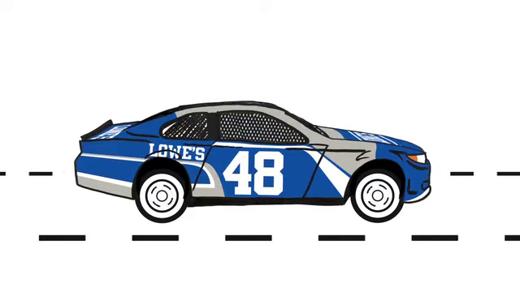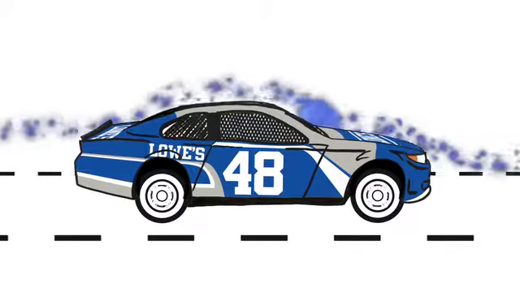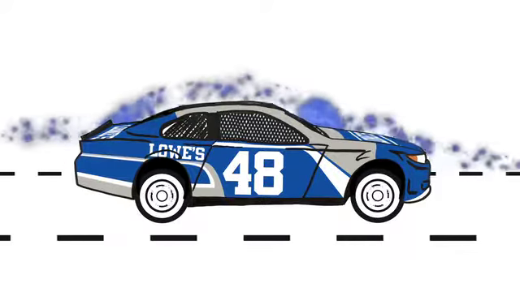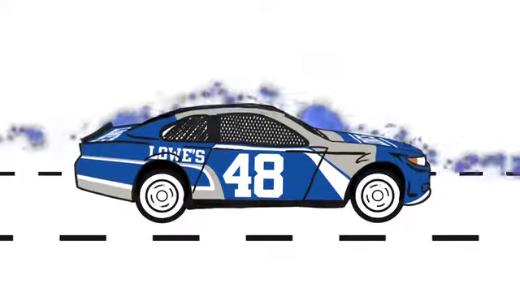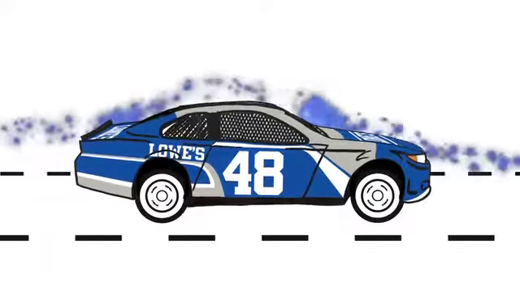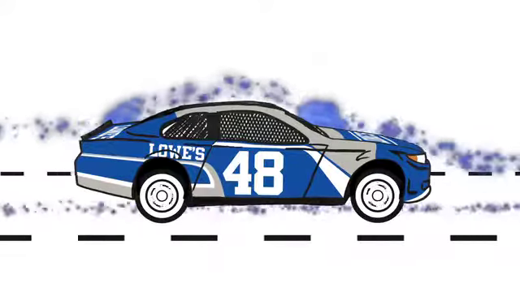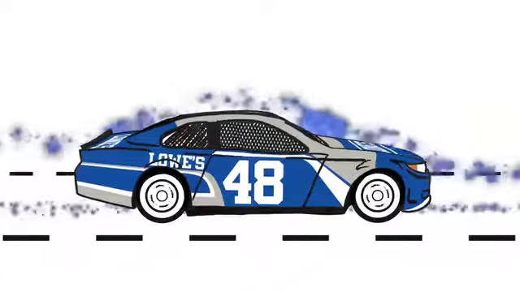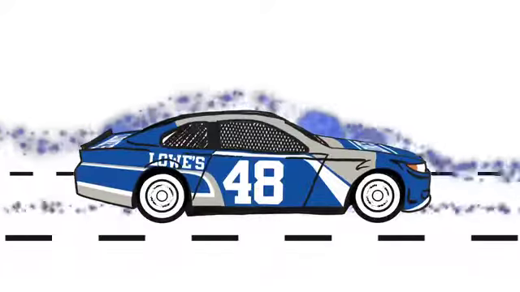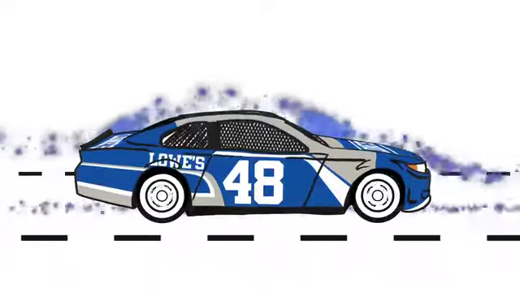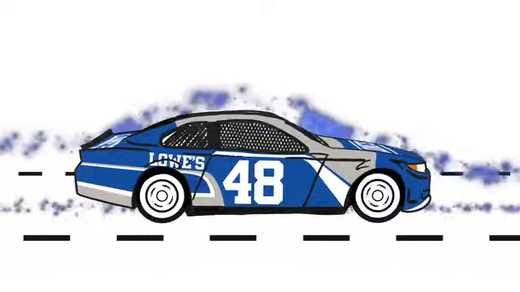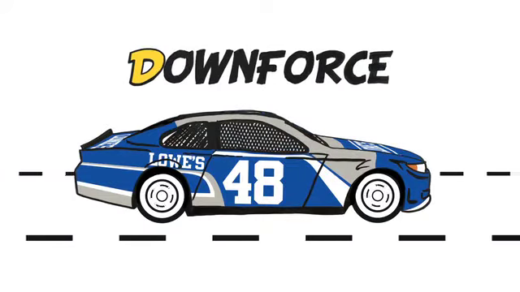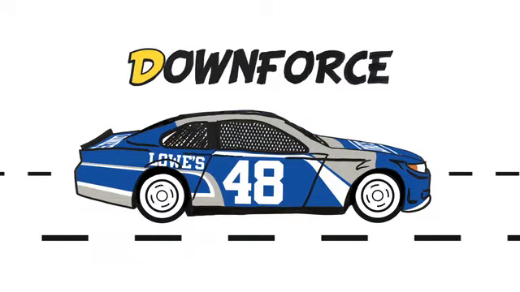As a car passes through the air, the molecules above the car are slowed down at certain points, which creates an area of high pressure, pushing the car down. The air under the car is not slowed down, which creates an area of low pressure. This has the effect of sucking the car down into the racetrack. The combination of these high and low pressure areas above and below the car creates downforce, and as a result, the car has more grip.